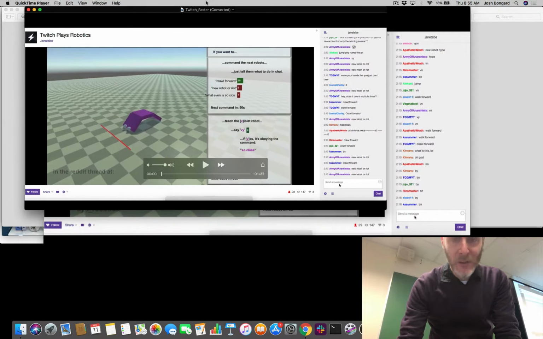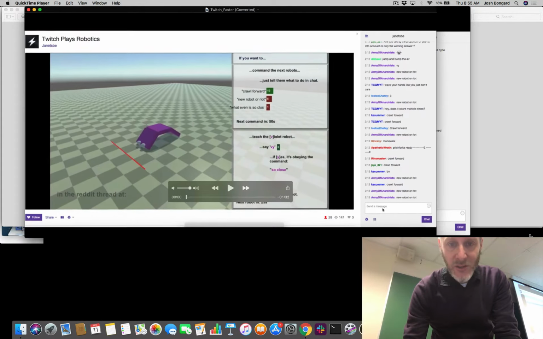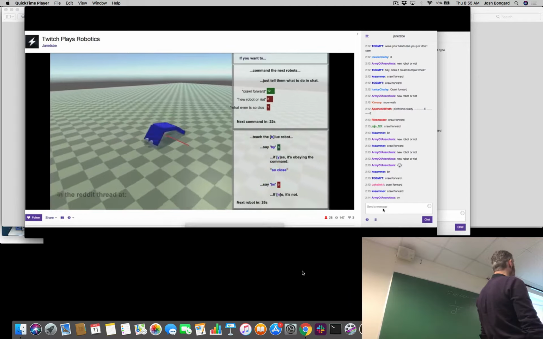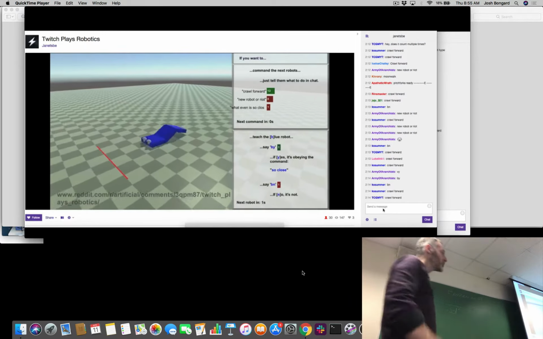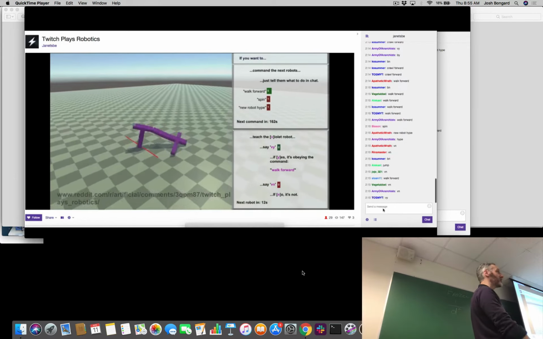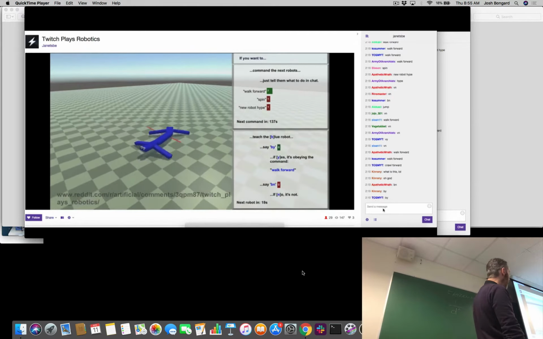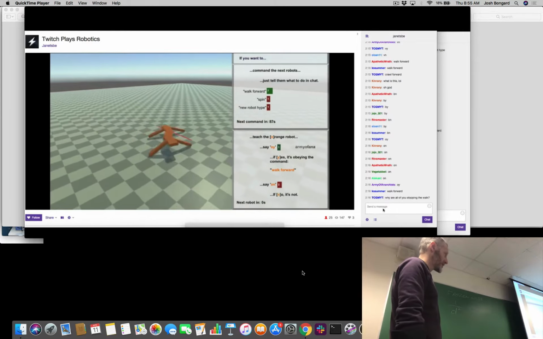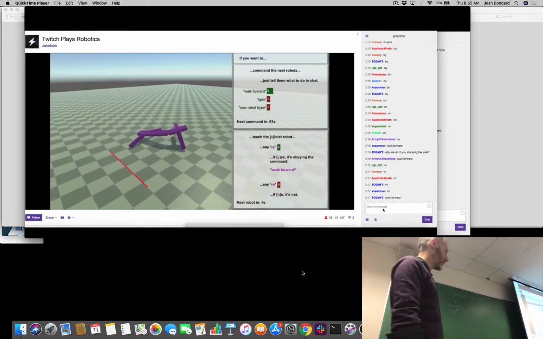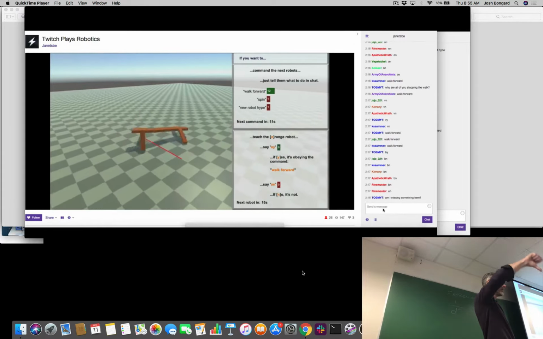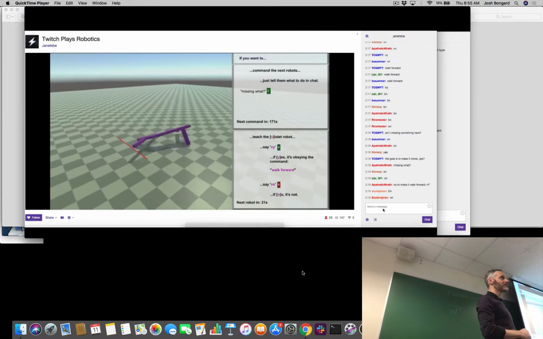Okay, I'll speed things up a little bit so you get the idea of how this works. We've got two different robots in here, the quadruped and the worm. They have different sensor motor complements, and you can see people voting on different commands to try and teach the robots. And for each command that the robot hears, they're providing positive reinforcement or negative reinforcement.